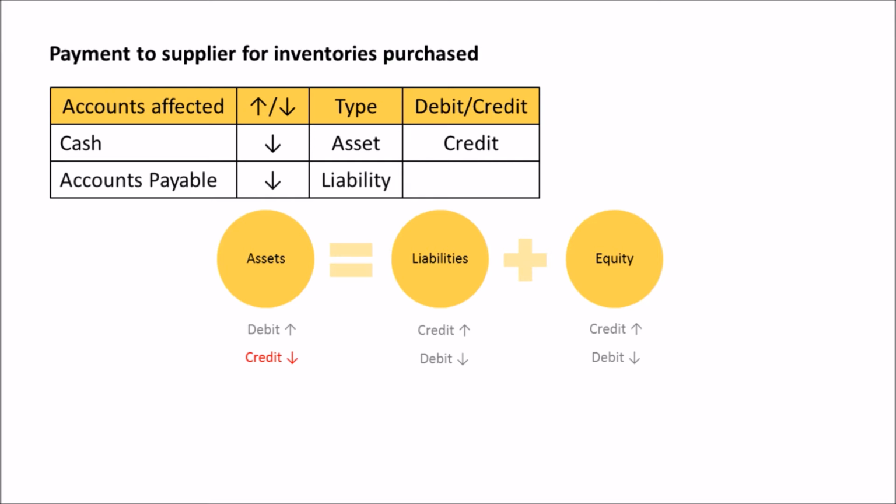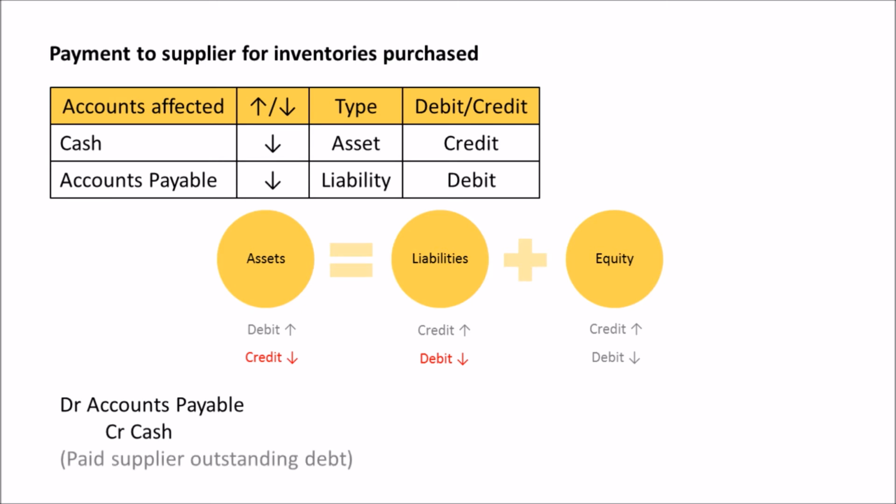From the previous example, we know that accounts payable is a liability. So referring to the diagram below, a decrease in the liability is a debit entry. So we will enter the following journal entry: debit accounts payable and credit cash.